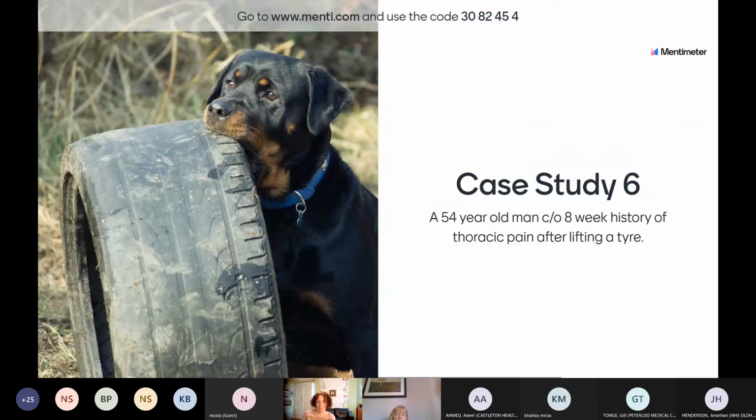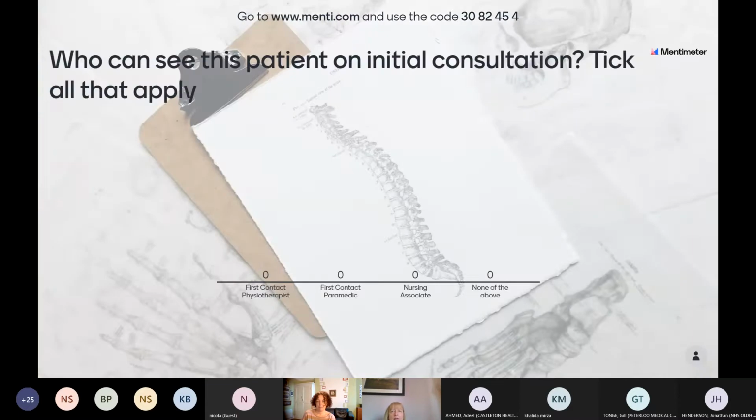Okay, so this is a patient who, again, is a true patient. A 54-year-old gentleman who presented with an 8-week history of thoracic pain after he lifted a tire. Who do you think could see this patient as a first contact?